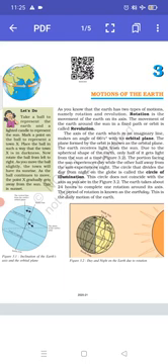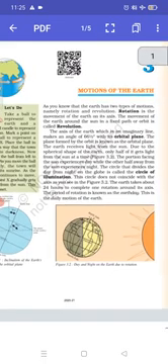That is called revolution. The axis of earth, which is an imaginary line, makes an angle of 66.5 degrees with its orbital plane. The plane formed by the orbit is known as the orbital plane.